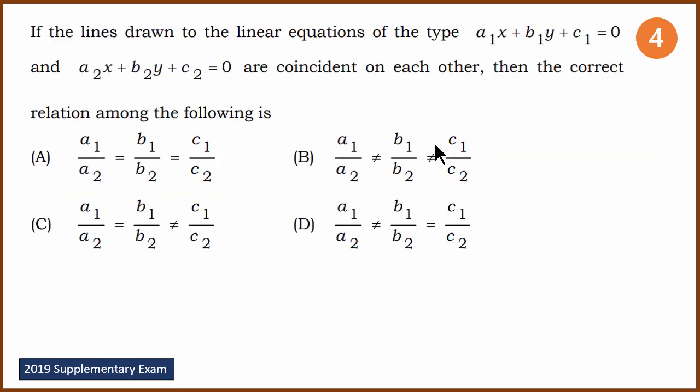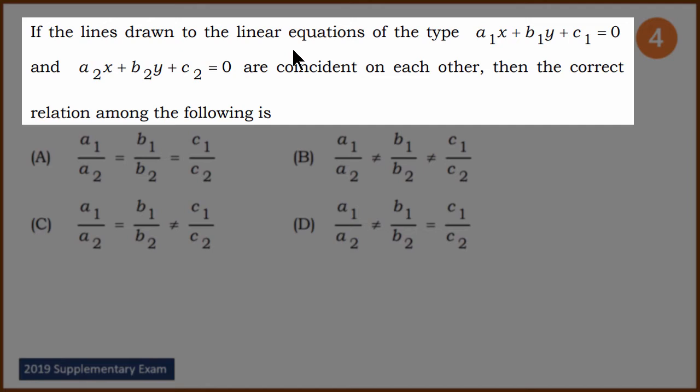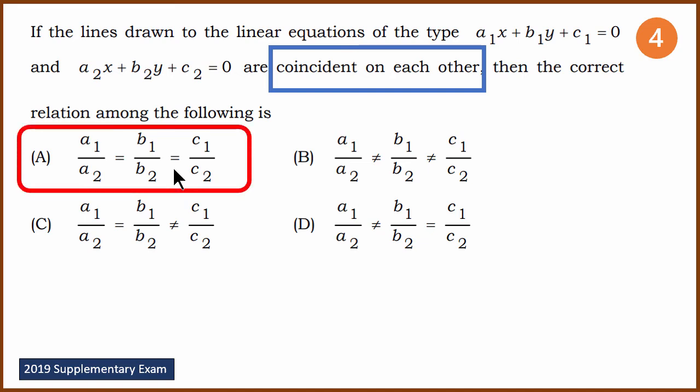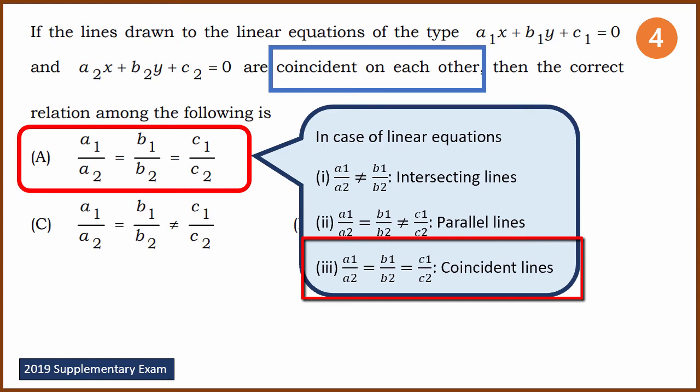Let's look at another one. What's the question here? If the lines drawn for linear equations, again standard form, are coincident on each other, that means they are on top of each other, then the correct relation among the following is, if you remember the table, where the ratio of all coefficients is the same. Okay, so coincident basically means all ratios are the same, as you can see in this third option. Coincident means lines are on top of each other. Ratio of a1 to a2 is the same as b1 to b2 is the same as c1 to c2.